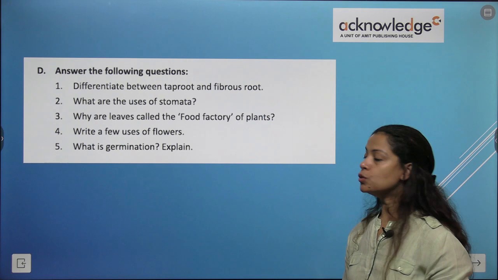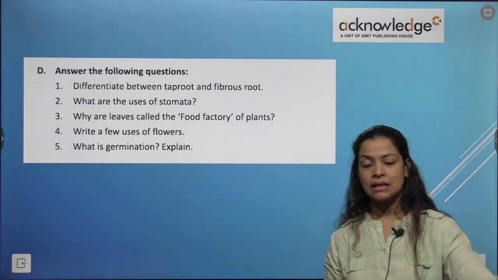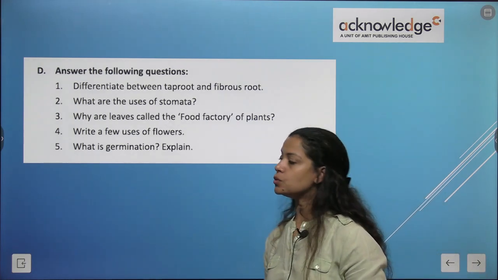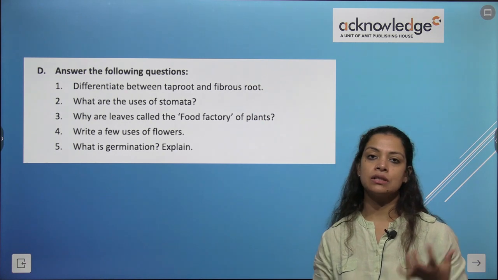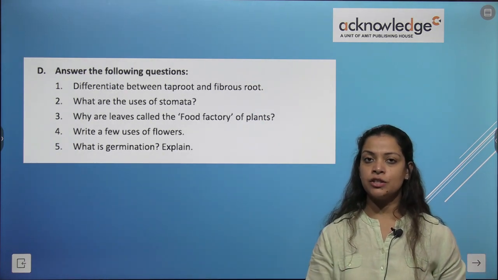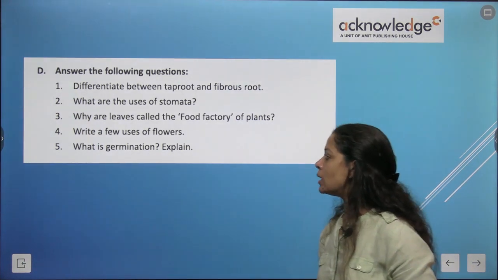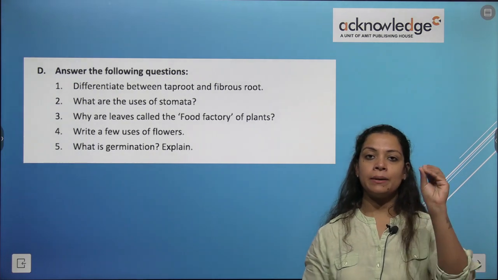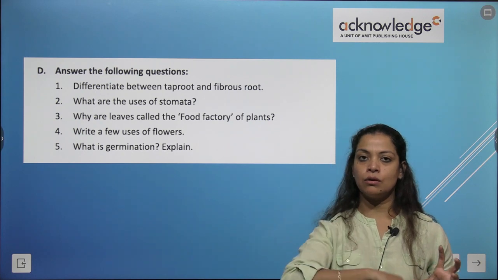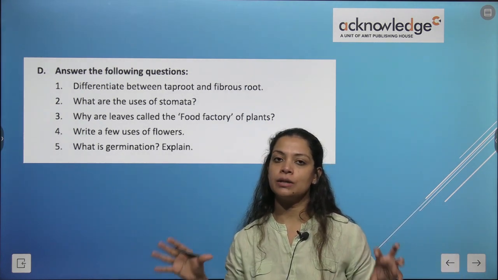Why are leaves called the food factory of plants? Again, because leaves use sunlight, air and water, and they prepare their own food. Write a few uses of flowers. So flowers are used in decoration, in holy purposes, in worshipping gods. So they are used in such purposes. What is germination of seeds? So a baby plant is there in every seed. So the process of growth of a baby plant from a seed to a big plant is called germination of seed.